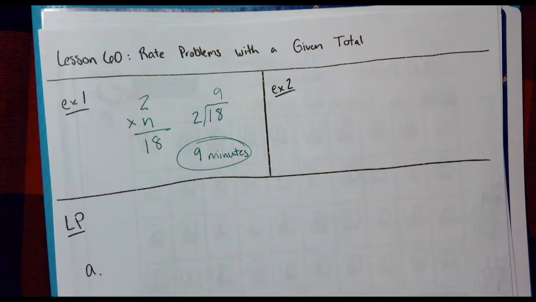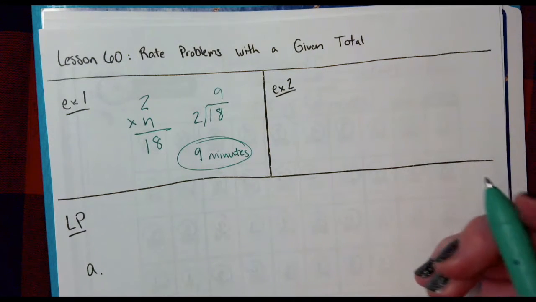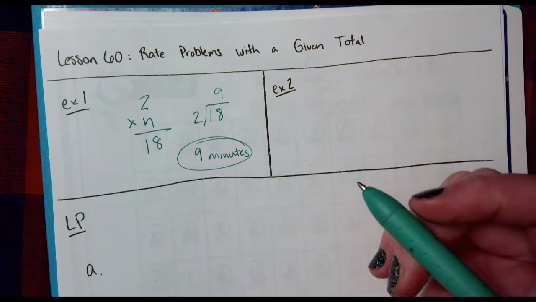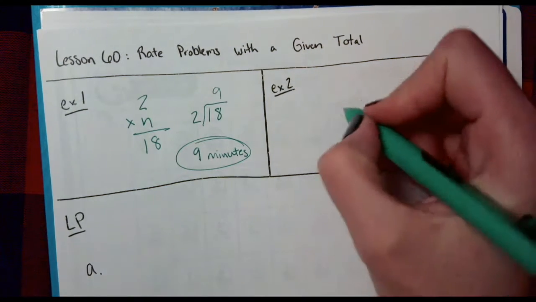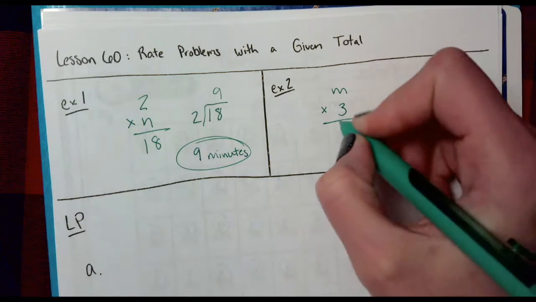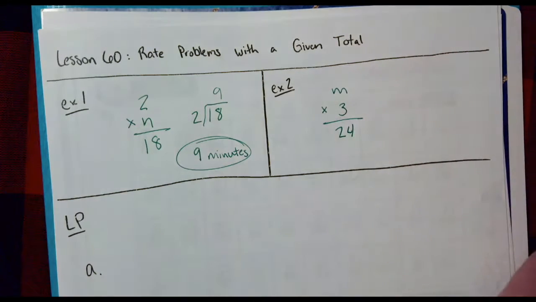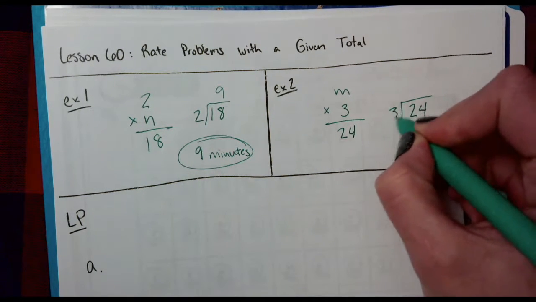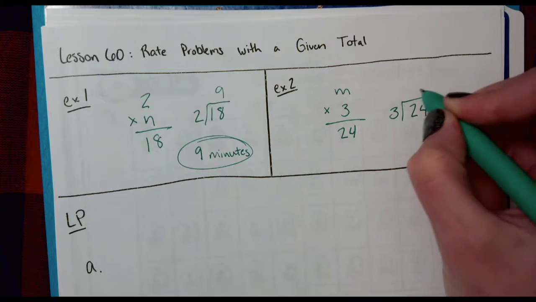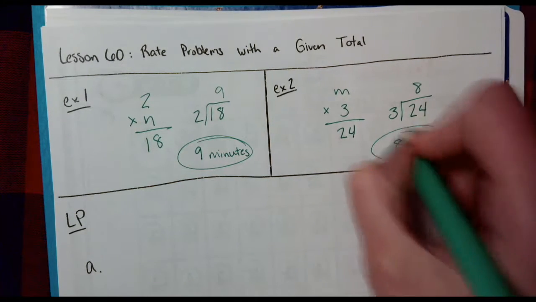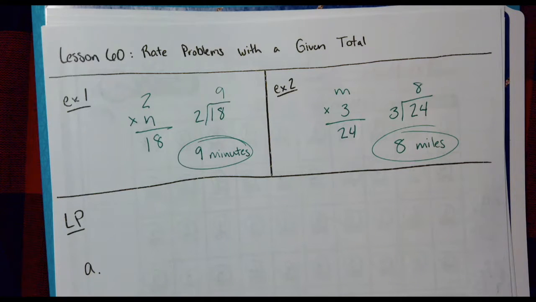Example 2 says Yolanda rode her bike 24 miles in 3 hours. Yolanda's average riding rate was how many miles per hour? Well, how many miles she rode per hour times 3 hours equaled 24. So go ahead and divide to find your answer. 24 divided by 3 is 8. So she rode 8 miles each hour.